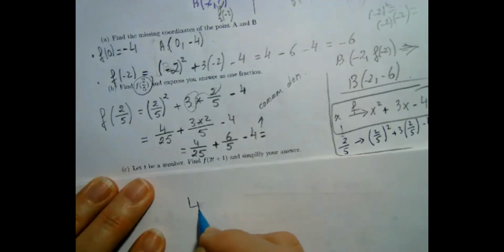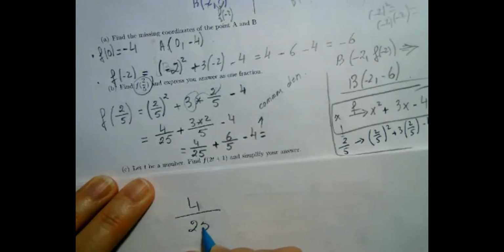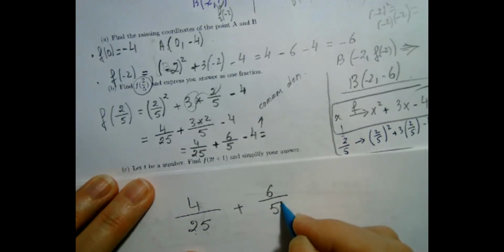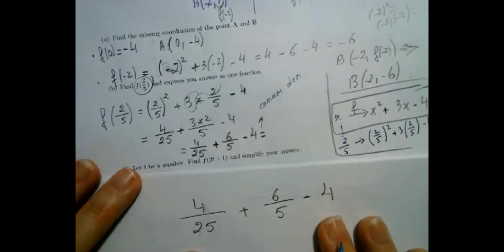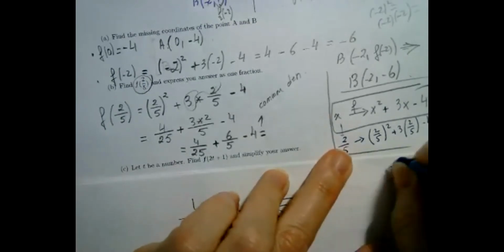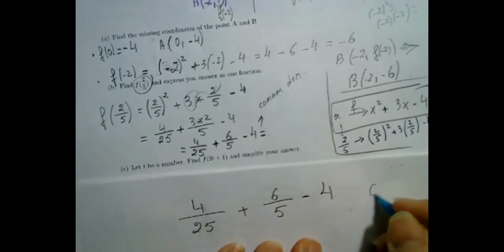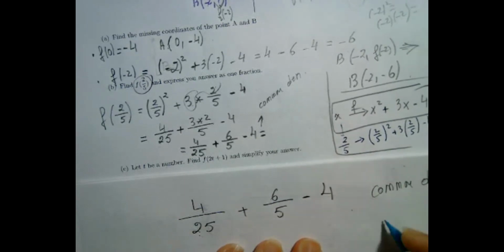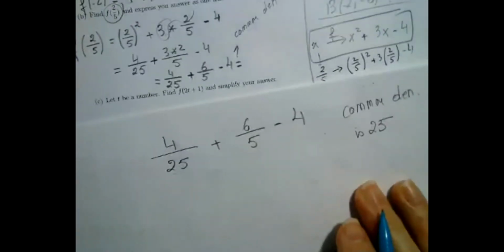Would it be 25 then? Right. Why? Because that's 25 here, and that's 6 over 5 minus 4. The common denominator should be a multiple of all of them. If you tell me 5, 5 is not a multiple of 25. Okay, so the common denominator is 25.